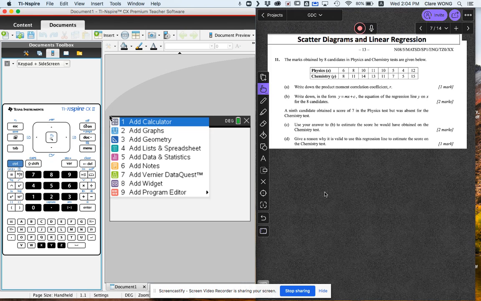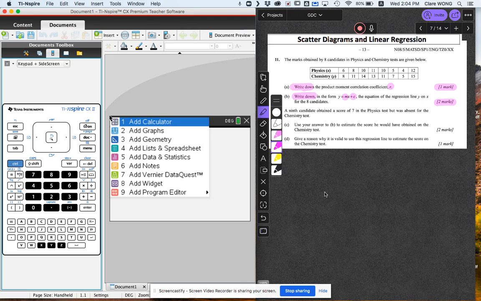So these two, when they say write down, means you only need to write down. So you don't need to show any working out at all. As you can see, the marks allocated would be just like this. 1 mark for R, 1 mark for your mx plus c, written down correctly.